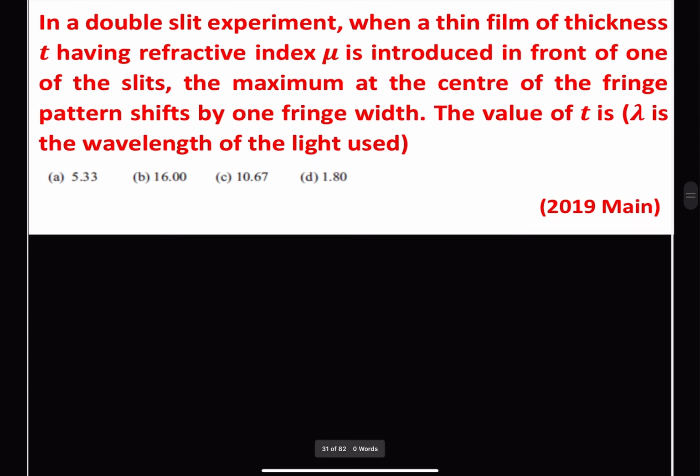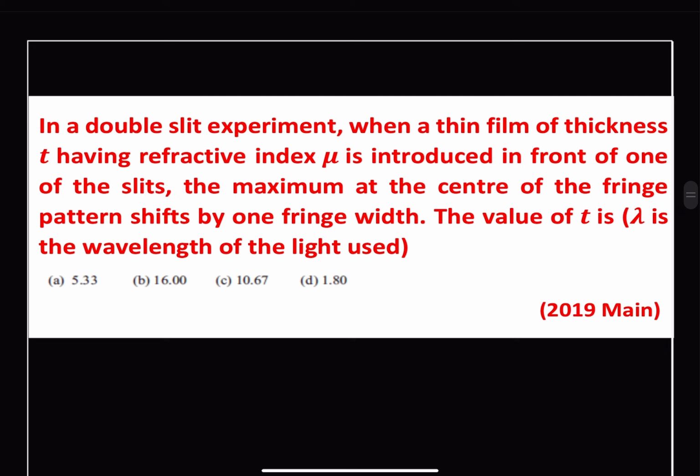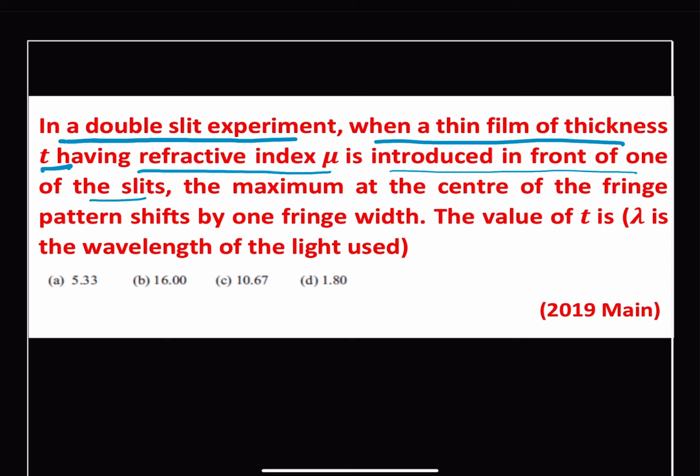Next question. It is based on double slit experiment, and it says that in a double slit experiment, when a thin film of thickness T having refractive index mu is introduced in the front of one of the slits, the maxima of the center of the fringe pattern shift by one fringe width. The value of T is, lambda is the wavelength of the light used.